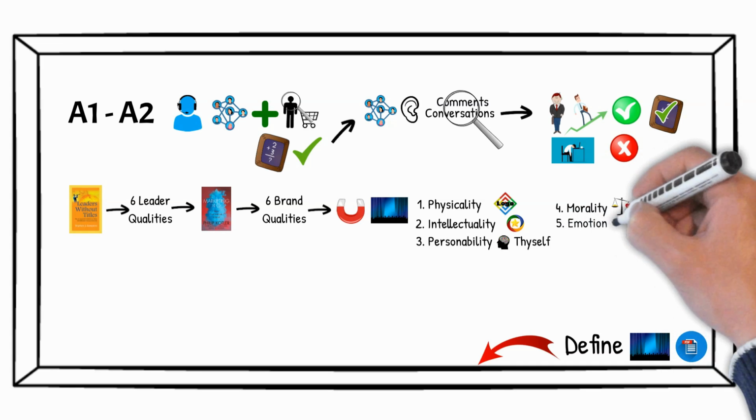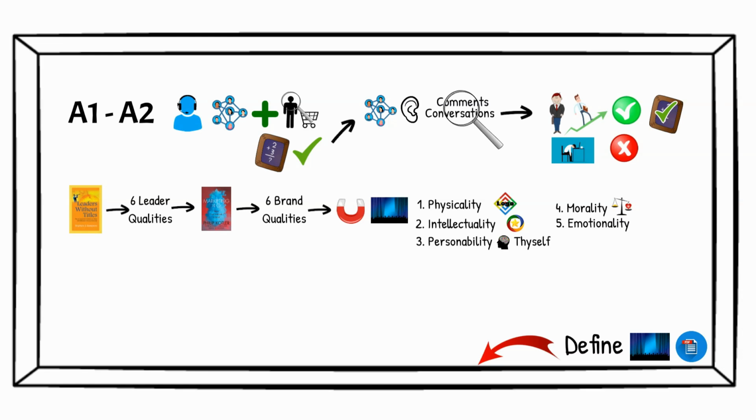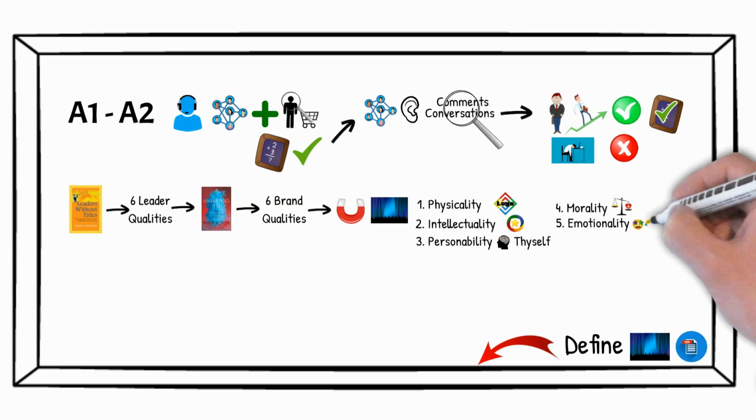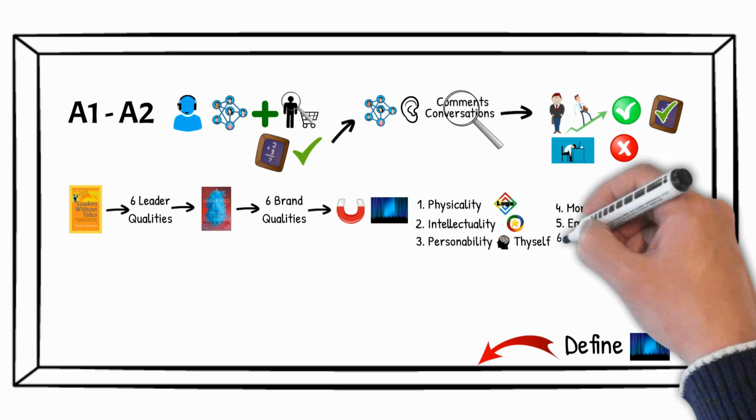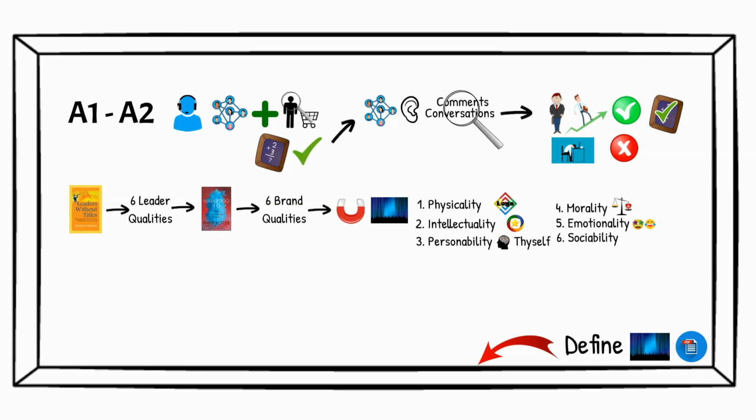5. Emotionality. Connecting with the audience through emotions, for example, inspiration or humor. 6. Sociability. Being available and engaging on social media.